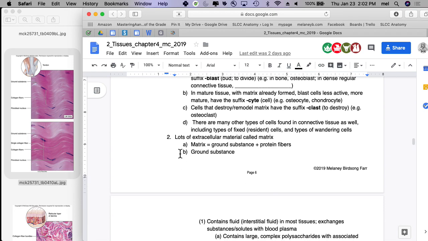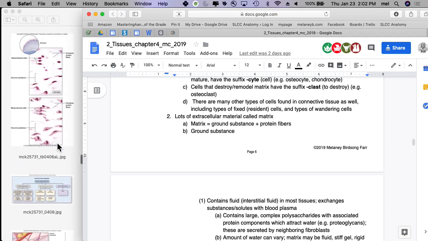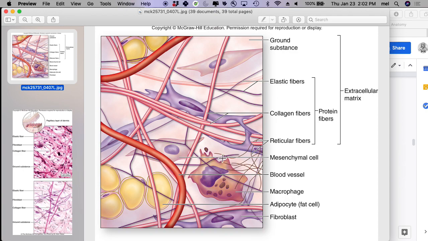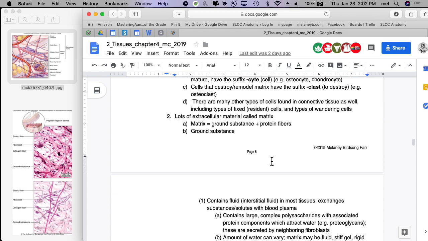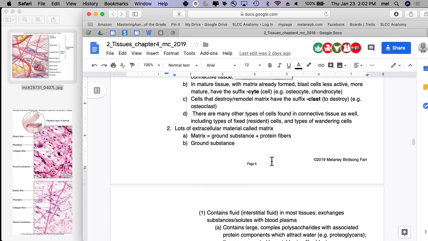Okay, and then you're going to run into matrix. And the matrix is simply the area that is not the cells. So if this is a cell, this is a cell, this is a cell, everything that's not cells is collectively matrix, but the matrix is composed of fibers and ground substance, okay? So go ahead. What was the fill in the blank? I have no idea. Fibroblasts. Blast. Yeah.